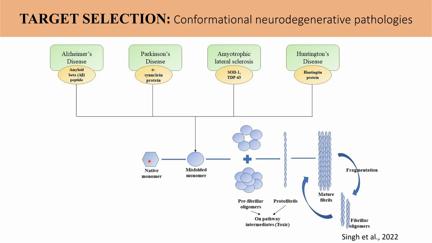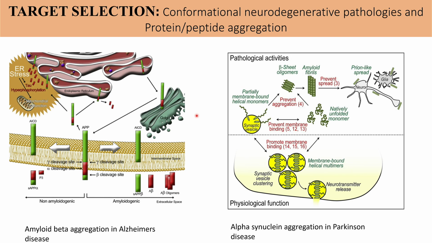So this aggregation is common in all of them. Amyloid beta aggregates in the same form: monomers, protofibrils, and then fibrils. Alpha synuclein, fibrils; Huntington, fibrils. So their aggregation process is the same. They all change their conformation and then become fibrils. Fibrils are the insoluble form of these proteins. Now this could be a target, but there can be other targets also.